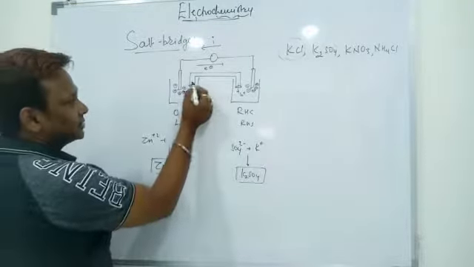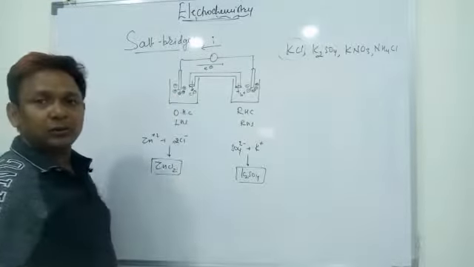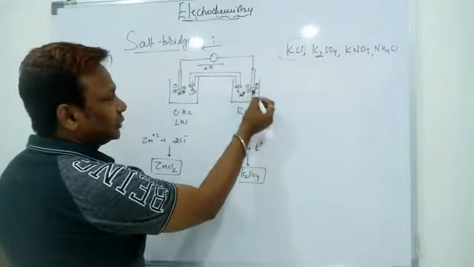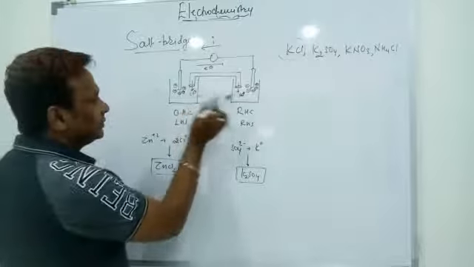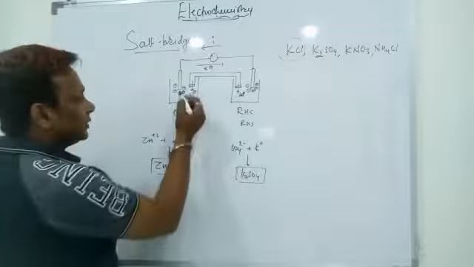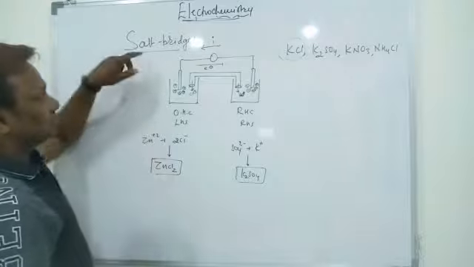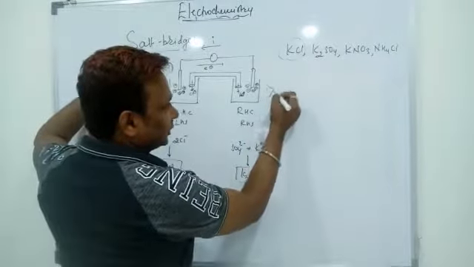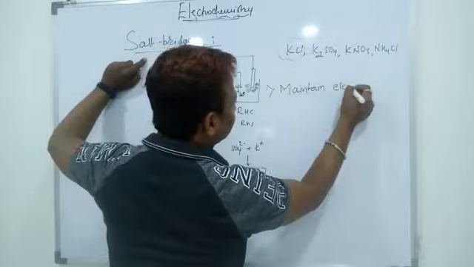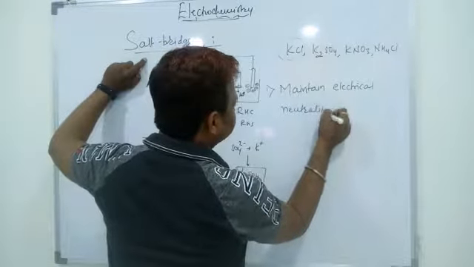But the thing is that as soon as the chloride ion enters here, it will decrease the accumulation of positive charge around the electrode. As soon as this potassium ion enters here, it will decrease the accumulation of negative charge around the electrode. As these ions decrease the accumulation of positive and negative charge around the electrode, flow of electrons starts and flow of current gets started. Means what is the use of salt bridge? We have seen that the first point is it maintains electrical neutrality. This is the first important point.